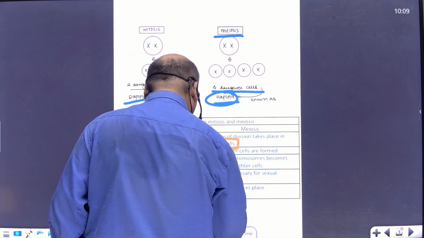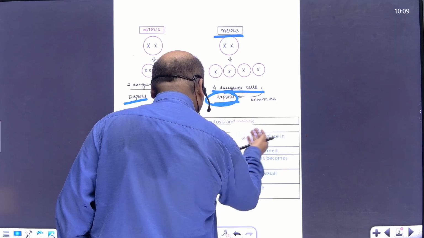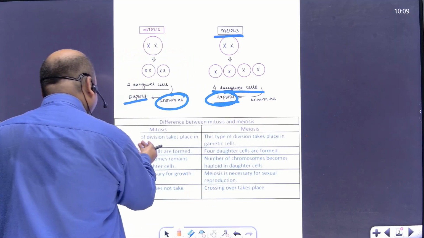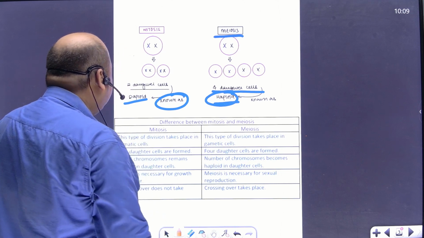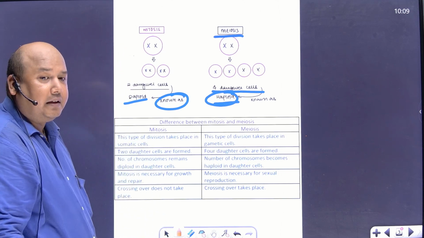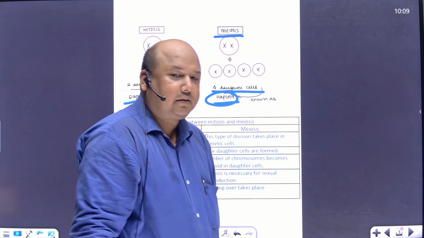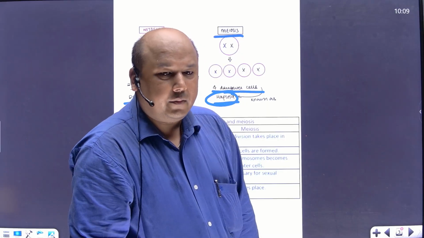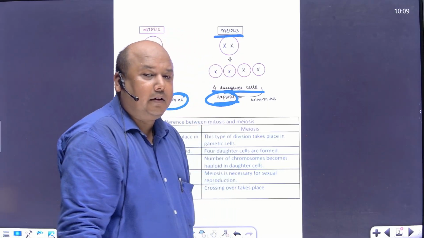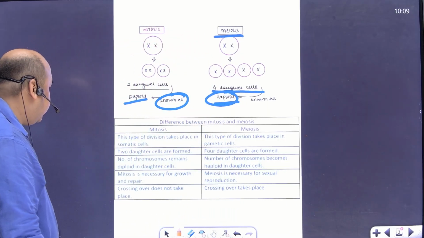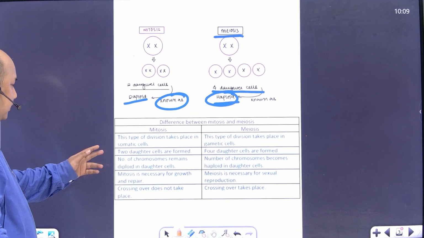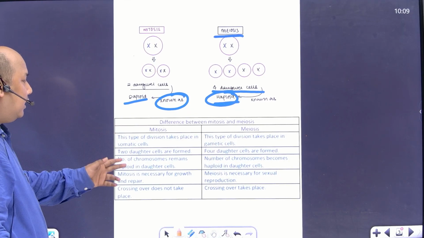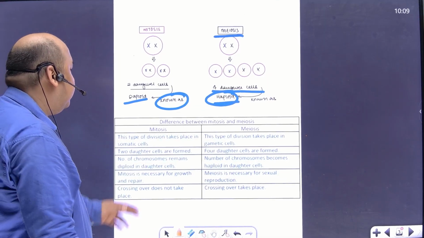Got it? So this is basically what we are having. One is somatic cells in mitosis, and in meiosis, gametic cells are produced. So these things are very much used. Please remember, my viewers, my listeners, my dear students. Let's come upon again, as I said in the very beginning of the class, that two daughter cells are formed in mitosis, four daughter cells are formed in meiosis.